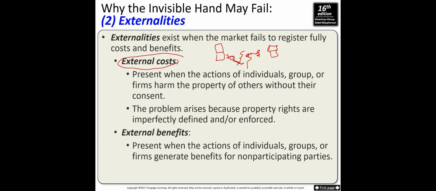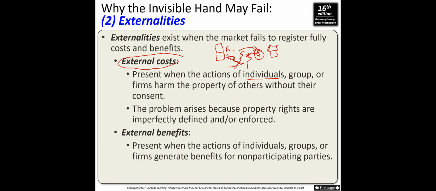What is this external cost? External costs are present when the actions of individuals, groups, or firms harm the property of others. The firm is harming the property of fishers. Their income is gone without their consent. The problem here arises because property rights are imperfectly defined and/or enforced. Who can use the river? Fishermen fishing, or the firm dumping the poisonous material? So here you see the property rights are not defined properly.